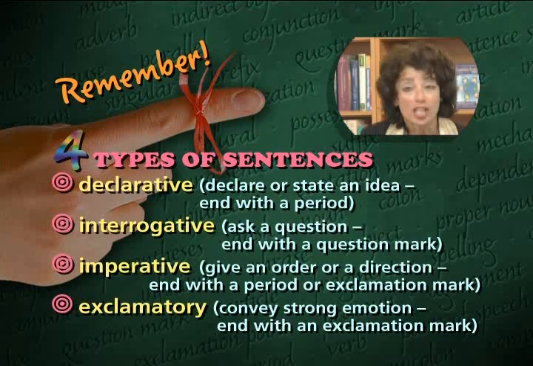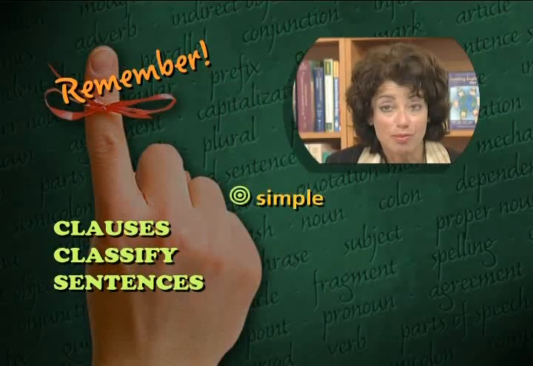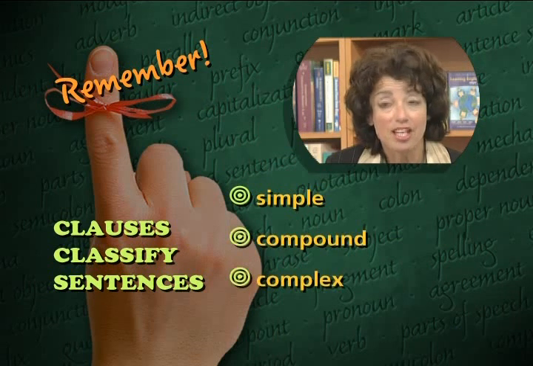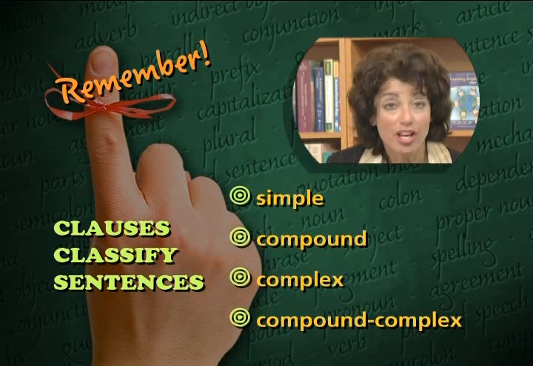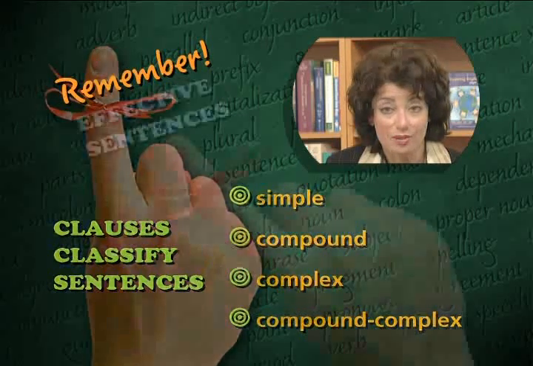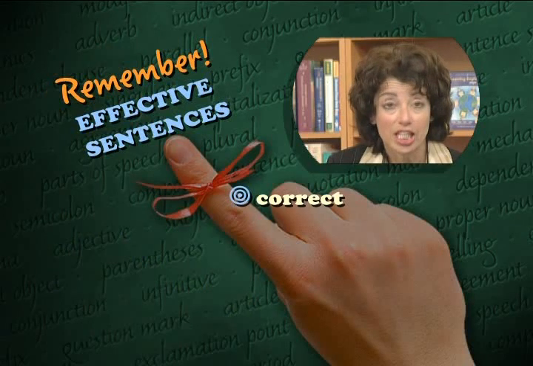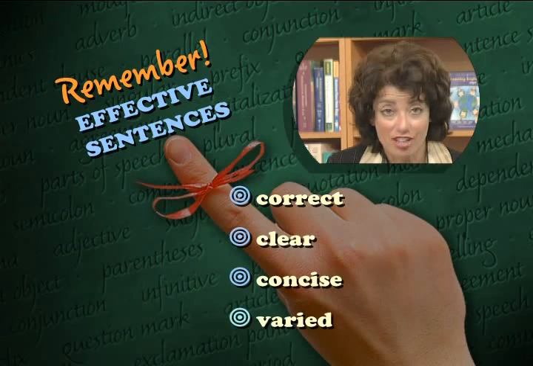Sentences can be classified according to the clauses they have, as we discussed. Simple sentences, compound sentences, complex sentences, compound complex. We classify them by the number and the type of clauses. Effective sentences are correct, clear, concise, and varied.